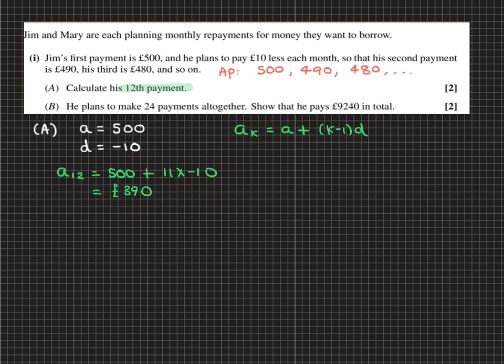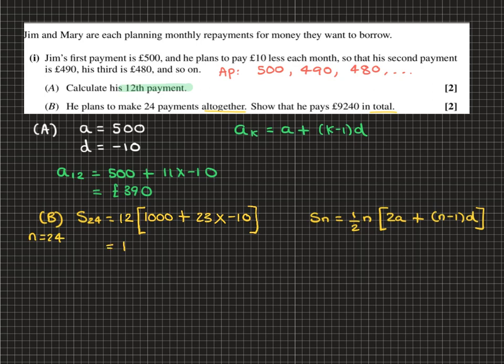Part B. He plans to make 24 payments in total, or altogether. Show that he pays £9,240 in total. So we're looking at the sum of 24 terms here. Let's remind ourselves that for an arithmetic progression, S_n equals a half n, (2a plus (n minus 1) multiplied by d), and of course n equals 24. So that is a half n, which is 12, multiplied by 2a, 1000, plus n minus 1, 23, multiplied by d, negative 10.